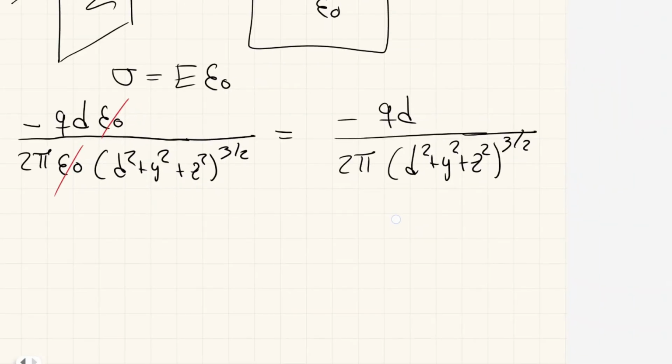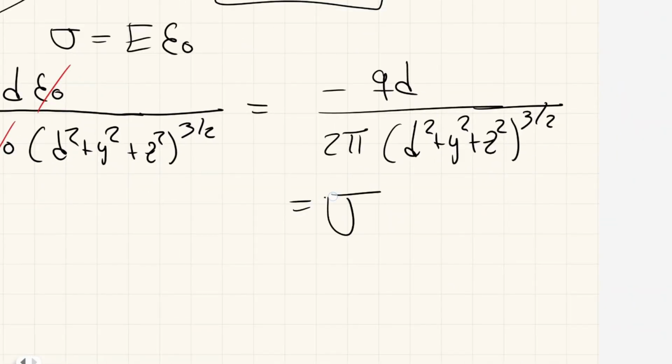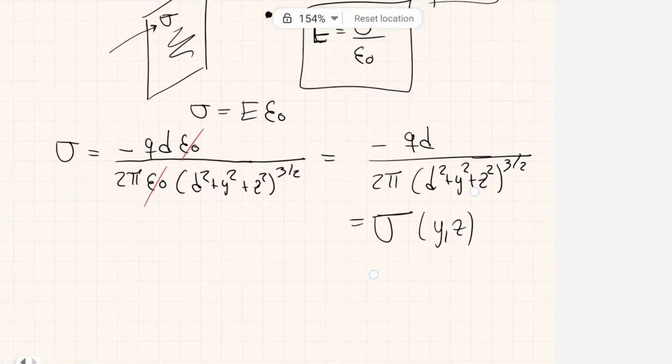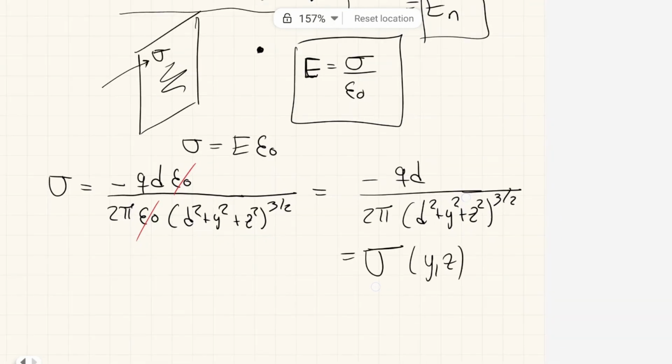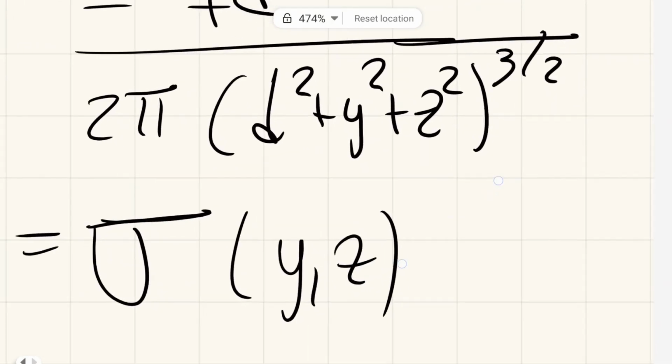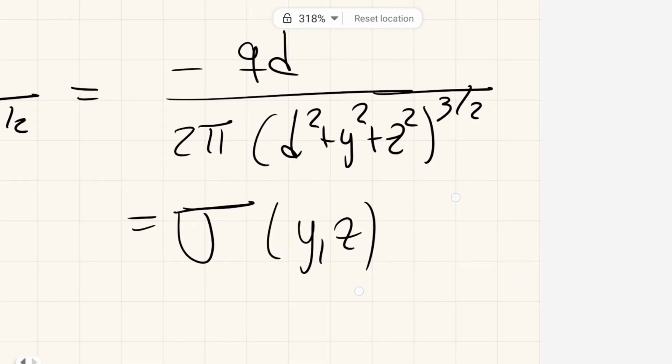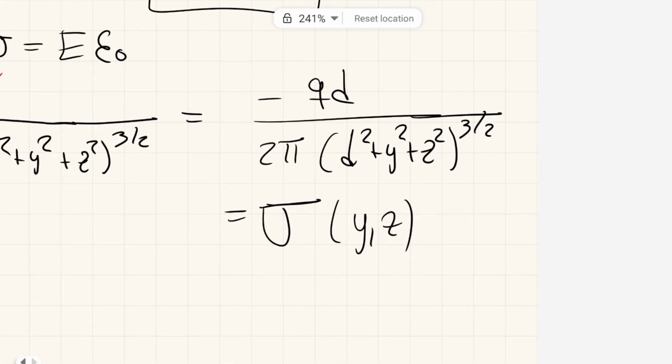So notice, we have just found a sigma distribution that is not a constant. It is very easy to notice that this now is a function of y and z. Perfect. So the electric distribution can be found now with this function, but it will be different on some points of the plane. It's not going to be the same on the origin or on another different point on the plane.